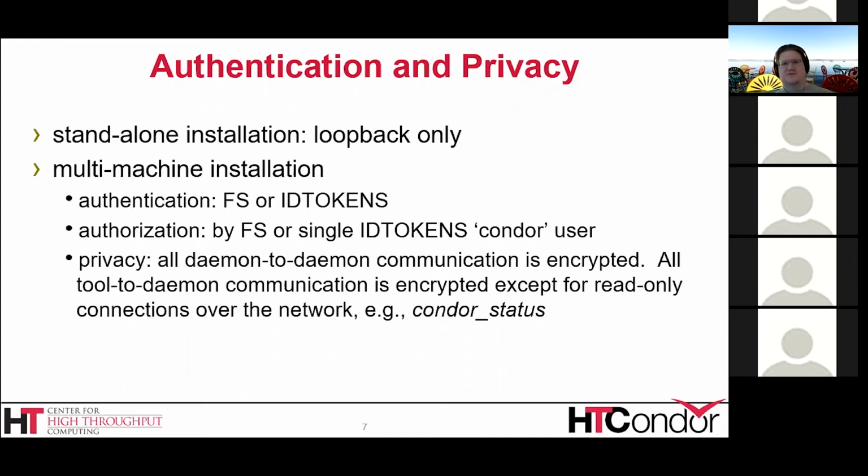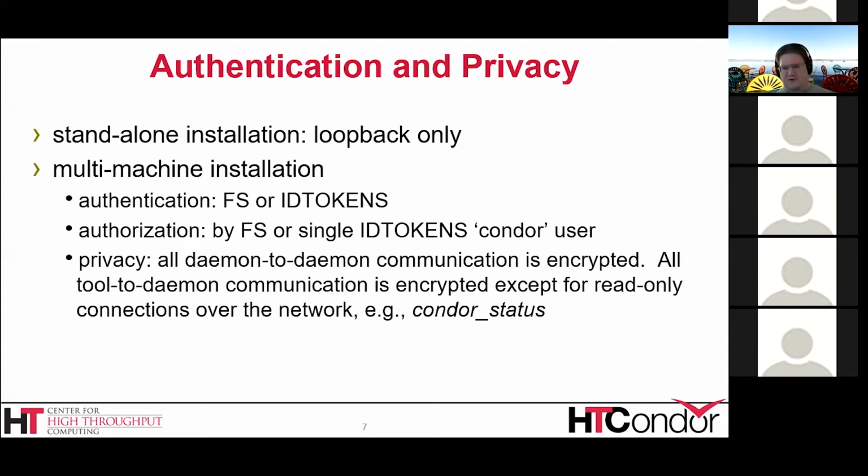The multi-machine installation, of course, communicates over the network. It uses two primary methods of authentication, file system and ID tokens. We've talked a lot about ID tokens. I won't try to go into detail about that, although if you have a question, please ask at the end of the talk. File system, if you're not familiar with it, basically takes advantage of the fact that if two processes are running on the same machine, one of them can ask the other, okay, you said you're Bob. Here's a random file name in temp. Go ahead and create that as Bob. And then it checks to see if that has happened. And if it has, that's a pretty good indication that the other process is actually Bob.